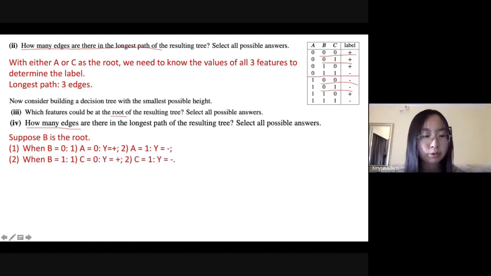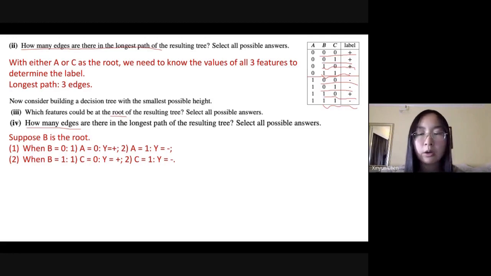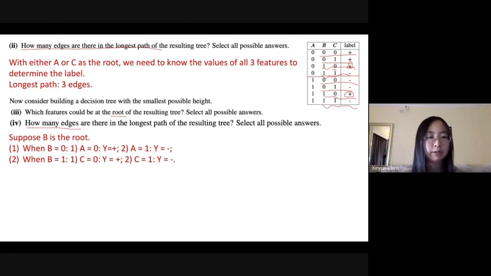Then when B equals 1, there are again 4 points. Again, we will see that for all the points with plus, all of them have C equals 0. And when the label is minus, C equals 1. So for the second part, when B equals 1, we only need to know the value of C in order to decide the label of the data points.